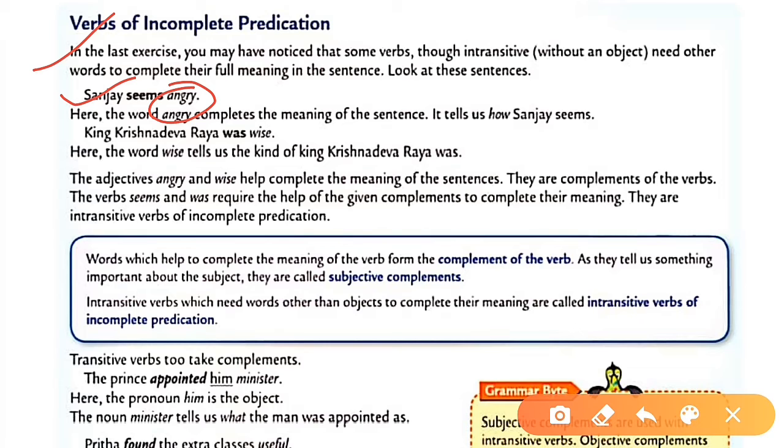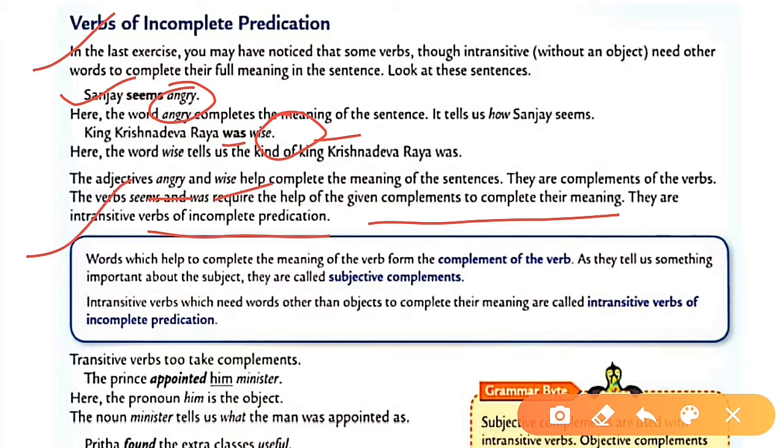In the same way, "King Krishna Deva Raya was wise." Was is a verb, but after was, what is there? There is no object, but there is a word required in the sentence to complete its sense. Here the word wise tells us the kind of king Krishna Deva Raya was. So the adjectives angry and wise help complete the meaning of the sentences. They are complements of the verb. The verbs seems and was require complements to complete their meaning; they are intransitive verbs of incomplete predication.